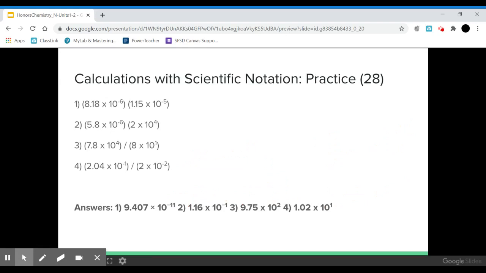Here's a few more calculations with scientific notation. You can use your calculator. It might be a good time for you to practice using that E button. I'll go over how to use that in class if you're confused. And here are the answers. So pause the video, work through these, and make sure you can calculate using scientific notation.